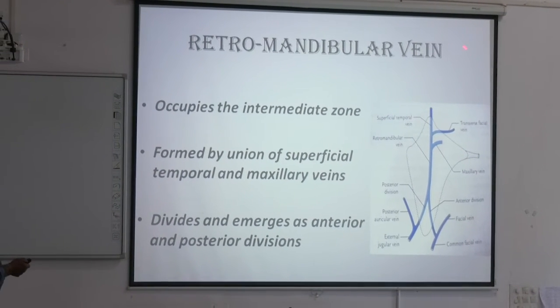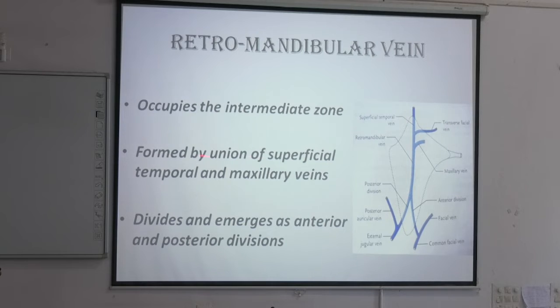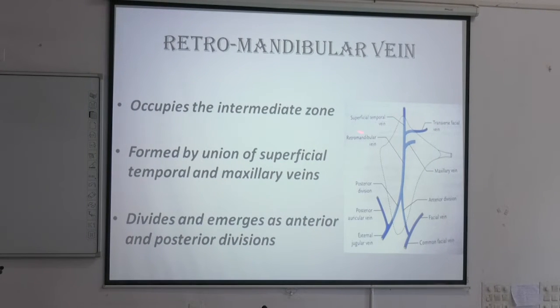Now, the retromandibular vein occupies the intermediate zone, formed by the union of the superficial temporal and maxillary veins. This is the retromandibular vein. It divides and emerges as an anterior and posterior division.